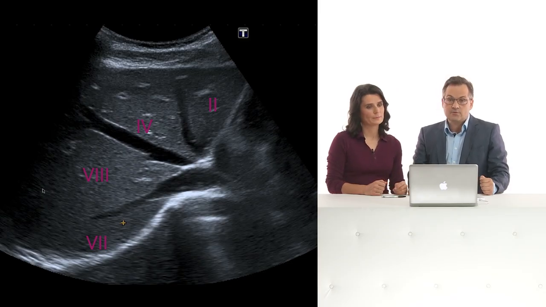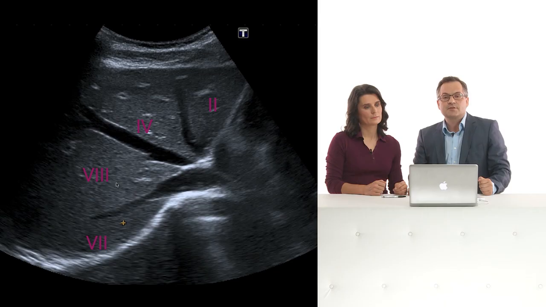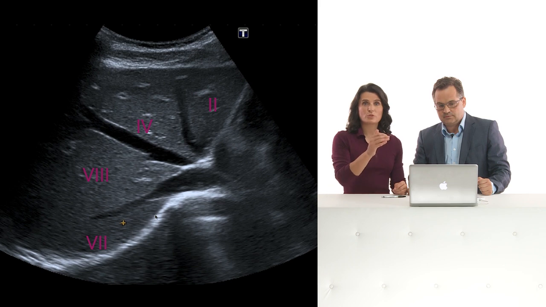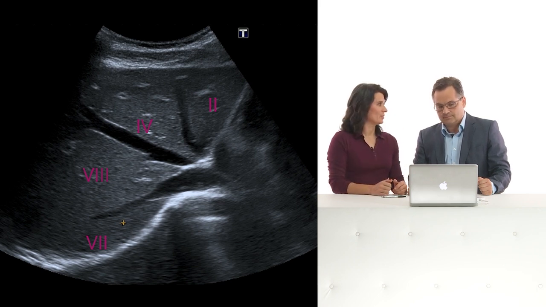And on the right side, in the right liver lobe, we find liver segment 8 over here, and the most right segment on the right side is segment 7 in this area. So segment 7 is the most cranial segment, which is on the far right side of the patient.